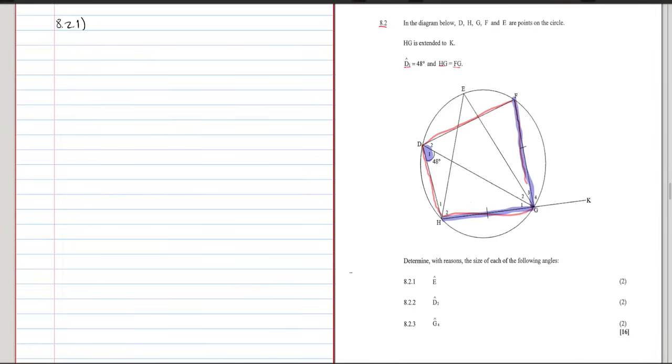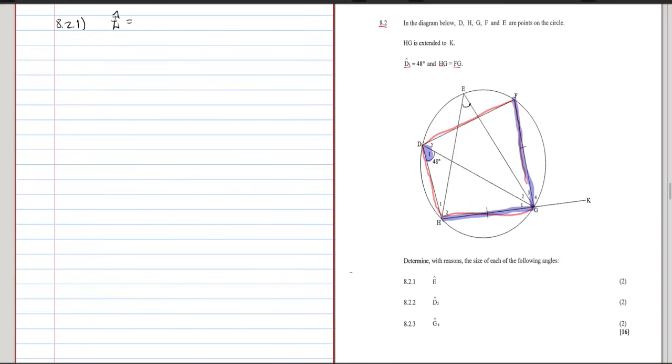8.2.1, we need to calculate angle E. Angle E is going to be equal to 48 degrees. Remember what I said? Whenever you approach Euclidean geometry, just ask yourself a set of questions. Before answering a question, highlight the keywords or the most important information: your radius, your tangent, equal lengths, whatever angle is given. Then you need to use those given angles to calculate the unknown.